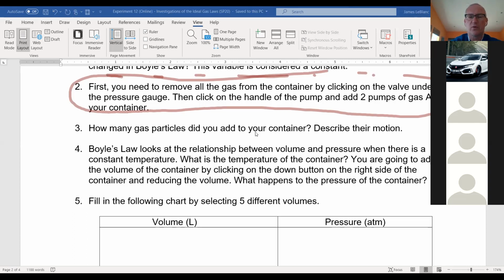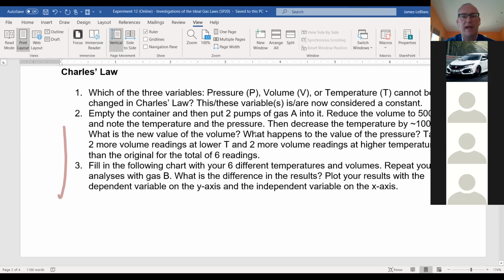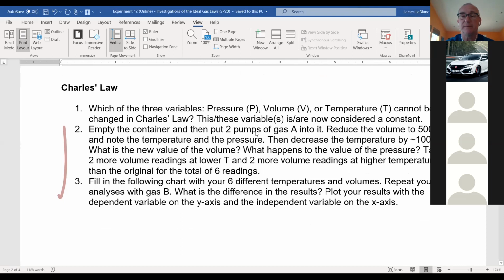So then we're going to check the temperature of the container. I'm not sure exactly what it starts out being. And then we're going to adjust the volume of the container. We're just clicking on the down button, just to the right of the container. And as you click on it, it will decrease. And then we'll just take 5 or 6 different volumes and see what the pressures are. And then we'll just go to the next law, and we'll change something else and see what the result is.